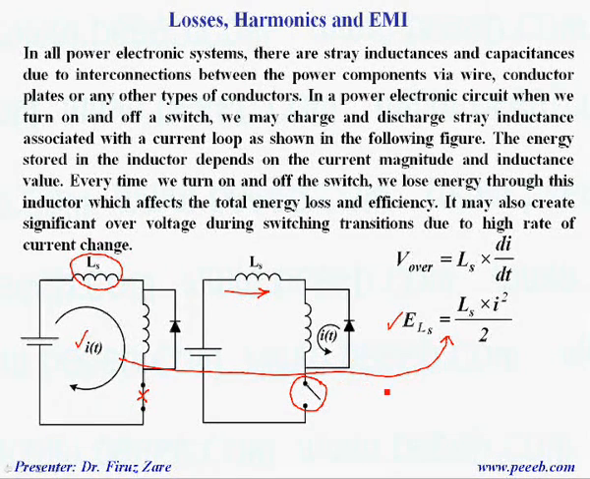The second issue is that once we switch off, if this is the current through the inductor, then we decrease it down to 0. So this is basically, if this is the current, this is significant di/dt, and this times a stray inductance gives over voltage, and that over voltage appears across the switch and it may damage the switch. So that's why, because of two issues, extra losses and also over voltage, we should reduce the stray inductance.